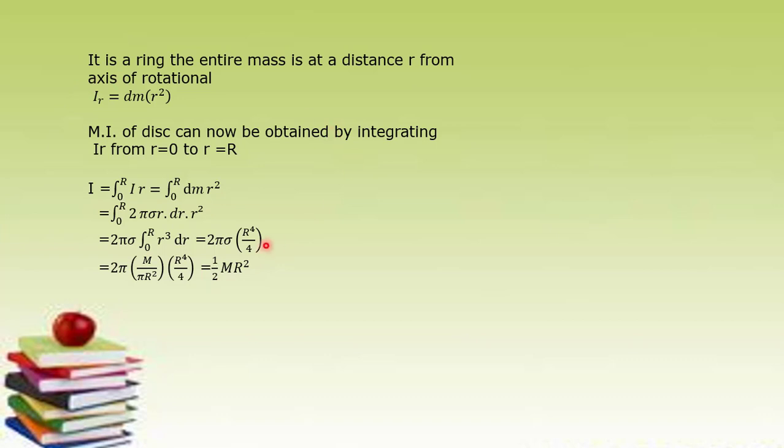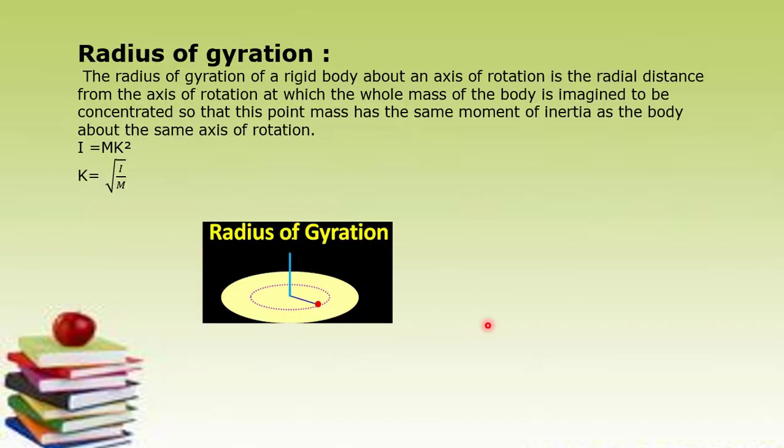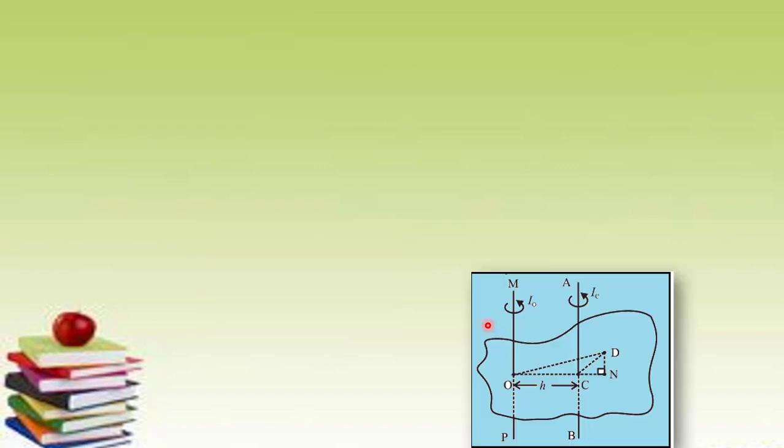You will get the moment of inertia of a disk as 1/2 m r square. How do you get it? The moment of inertia of the disk can be obtained by integrating dI. And what is dI? dI is dm into r square. So integrating dI with limits 0 to r, you will get the moment of inertia of a uniform disk, that is 1/2 m r square. Radius of gyration, that is k equal to root of I upon m. This is the radius of gyration. Last year we have seen it.